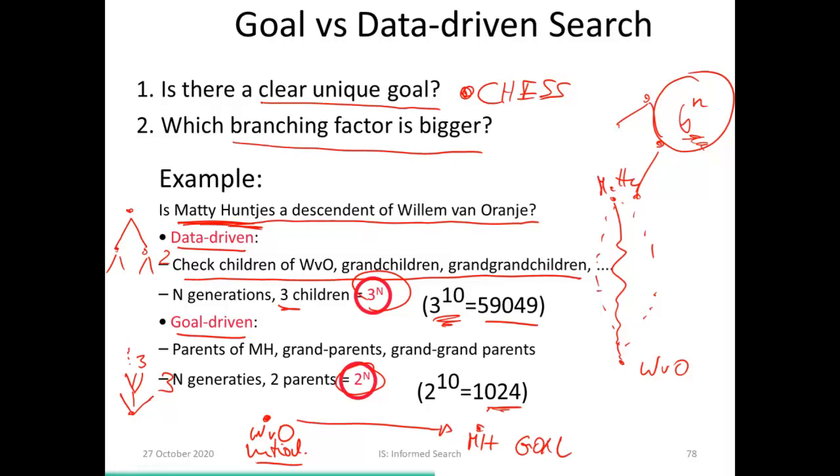So this is data driven when we start from Willem von Oranje, and it would be goal driven if we would start from Matti Hüntjes. But you could always, of course, formulate the question differently, and then the naming of goal or data driven would also be different. What is important is that you understand, depending on the search direction, what the branching factor would be, and that is simply from Willem von Oranje it's 3, and from Matti Hüntjes it's 2. So that makes a difference.